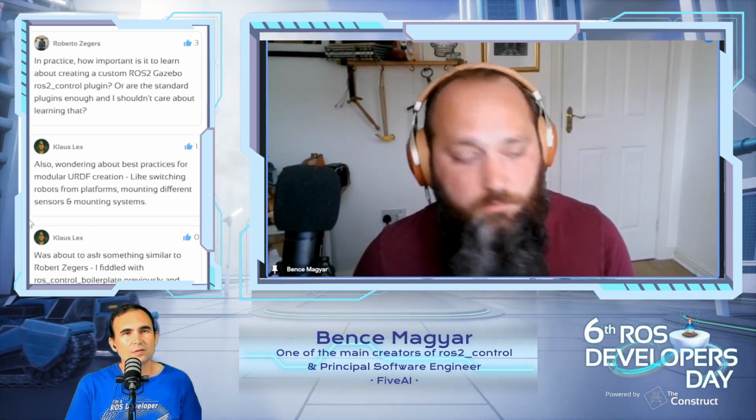So there's Gazebo Classic and there's the new Gazebo, which used to be called Ignition. There's a plugin for that. The only thing you need to do is configure it. You just tell Gazebo which joints of that robot you want to control with ROS. That's it. Exactly.